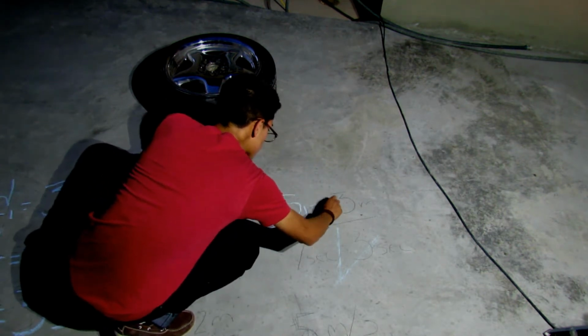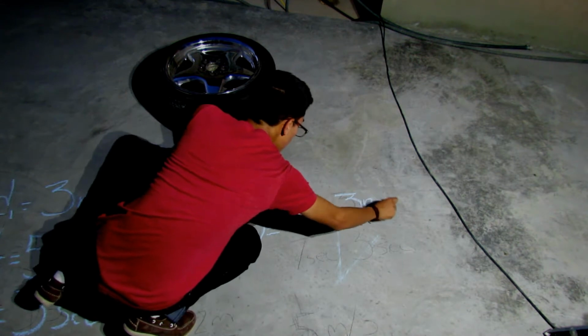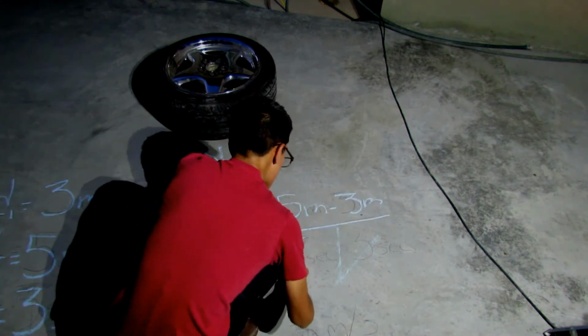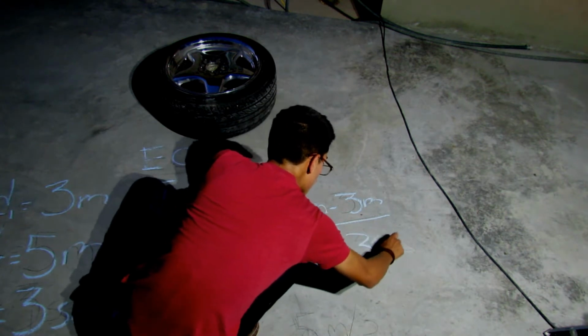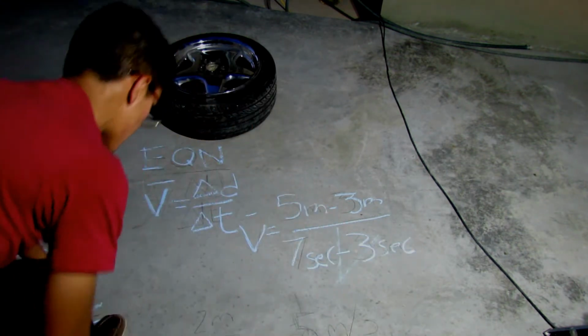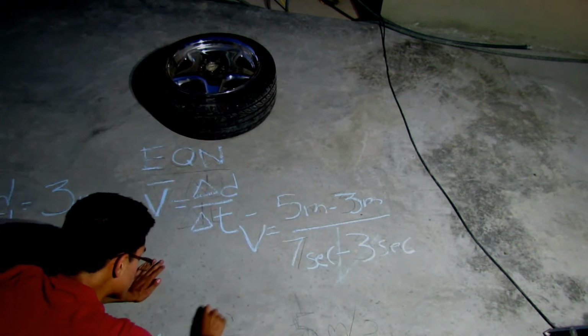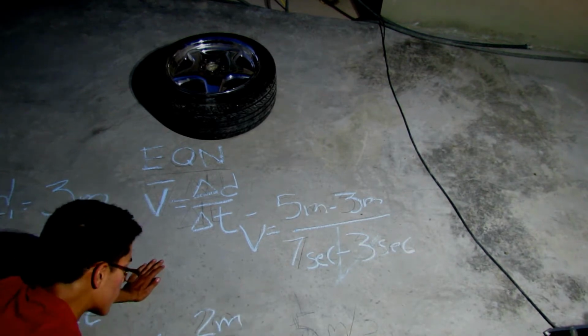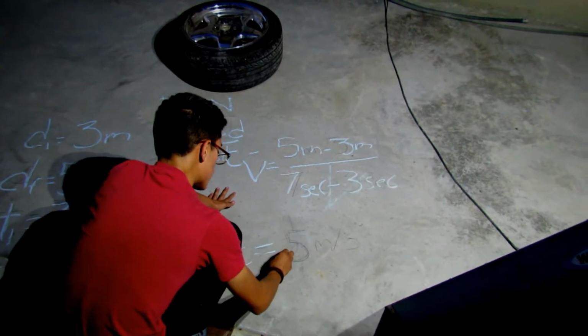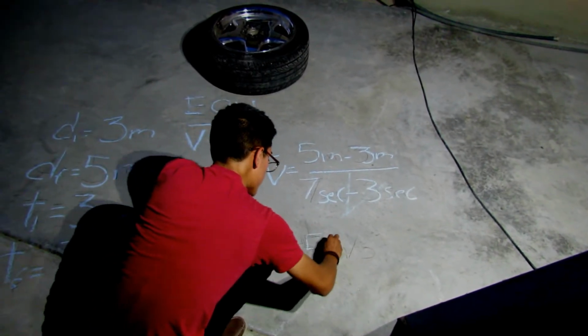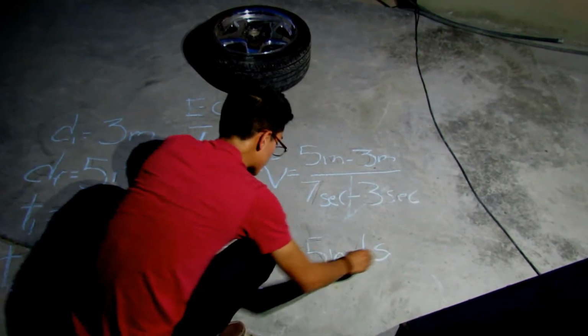The change of displacement over the change of time. This leads us to having 2 meters over 4 seconds, giving us a total of 0.5 meters per second.